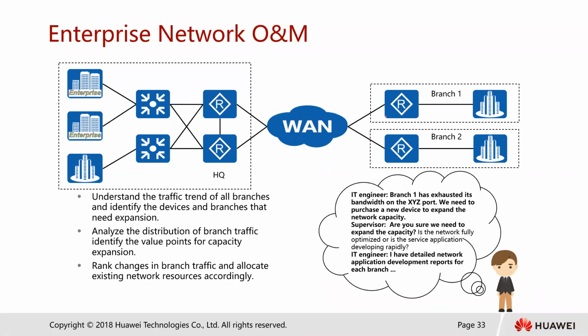Also here, we have your different branches. This is just your headquarters. You're connected to your wide area network access, and you're connecting through your different routing points to branch 2 and branch 1. So as an IT engineer, you go to your manager and tell your manager that the branch has exhausted its bandwidth on port XY, and we need to purchase a new device to expand the network capacity.